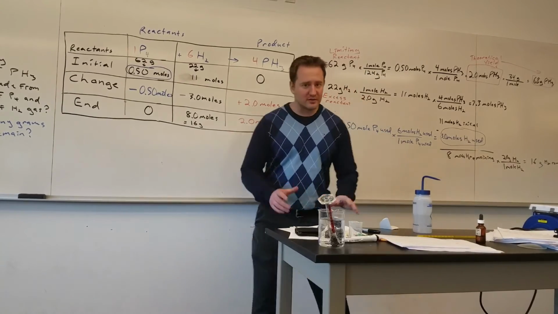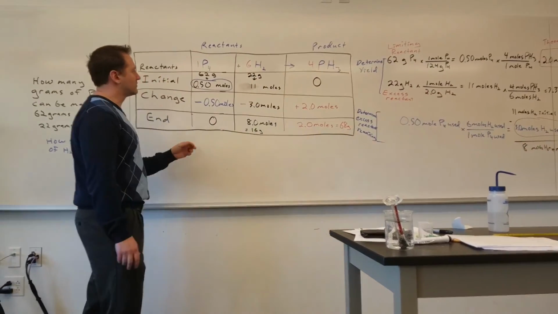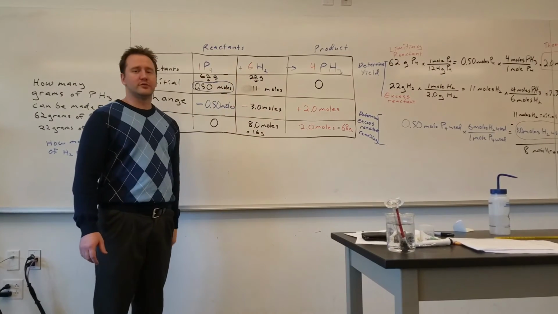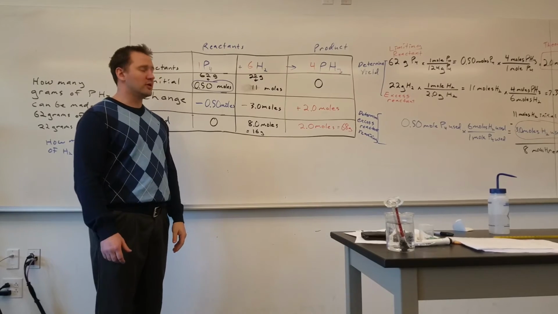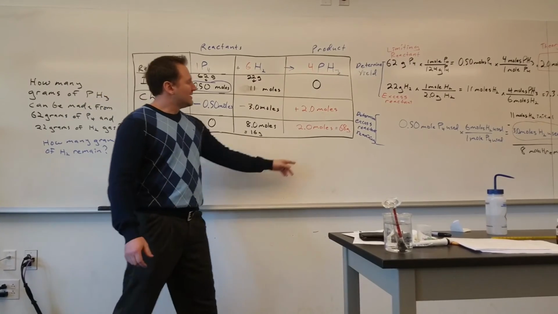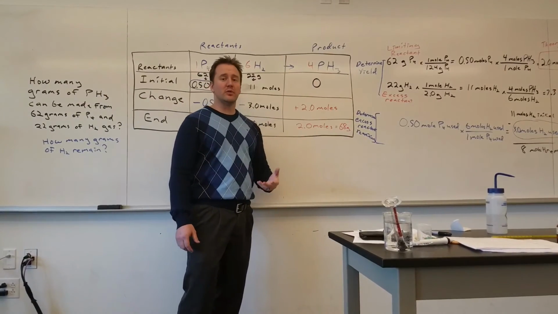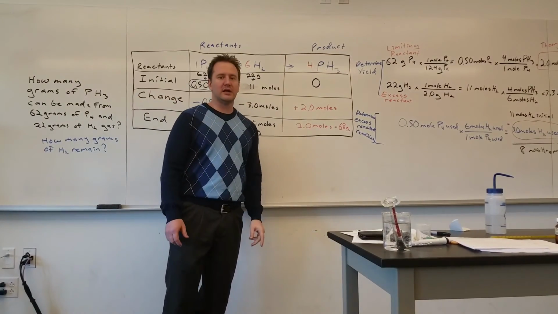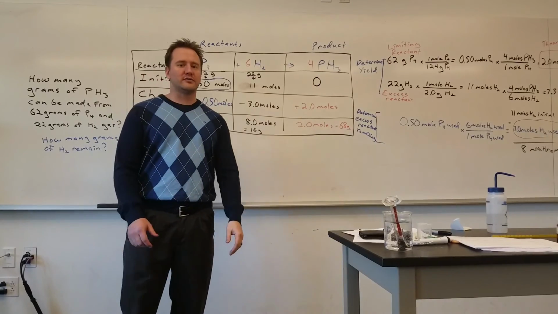Now, just looking at this, the amount of total material we started with was 84 grams. 62 grams of P4, 22 grams of hydrogen, that's 84 grams of material. At the end, what we would have is the 68 grams of the PH3 that we made, as well as the 16 grams left over. This also adds up to 84. And that demonstrates the law of conservation of mass.